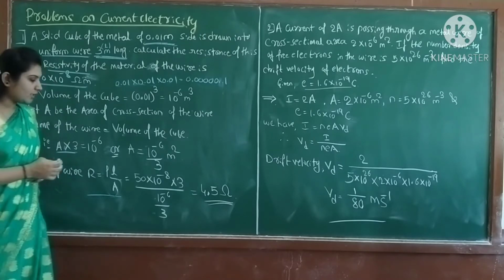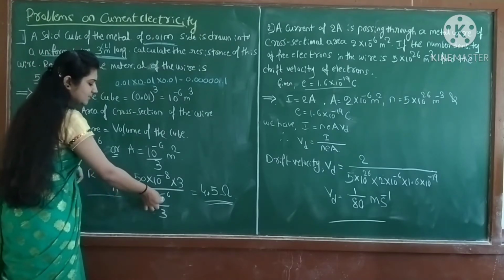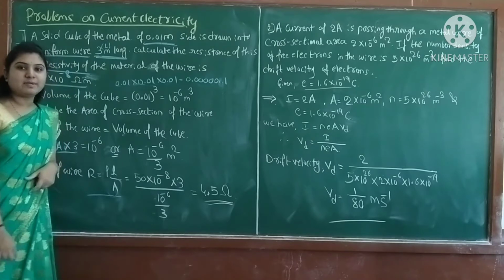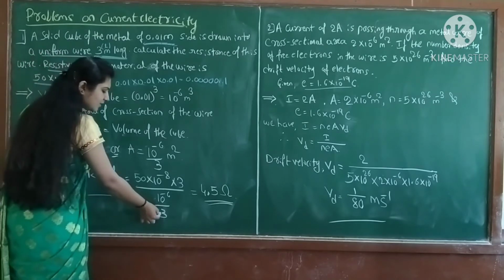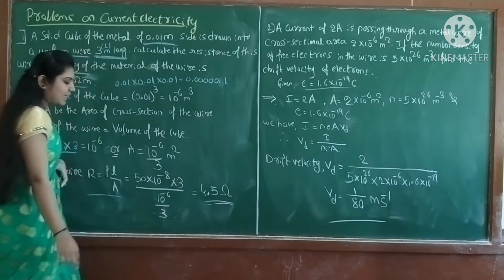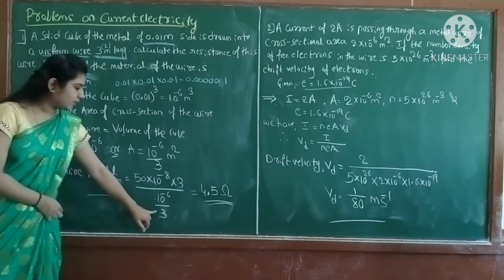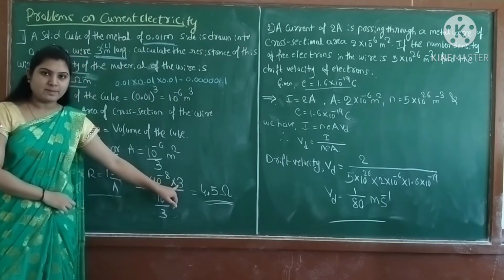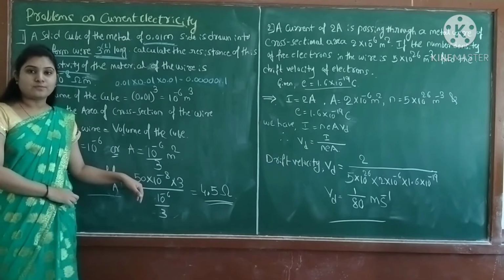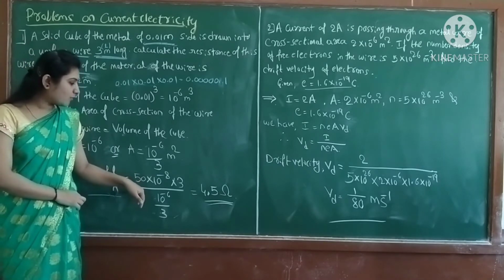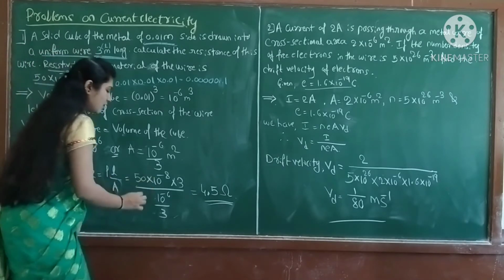So what will it become? 10 to the power minus 8 with 10 to the power minus 6 means only 10 to the power minus 2 remains. Then this 3 will go to the upper side, so 3 into 3 is 9. 9 into 50 is 450. Then 450 into, how much will we get?